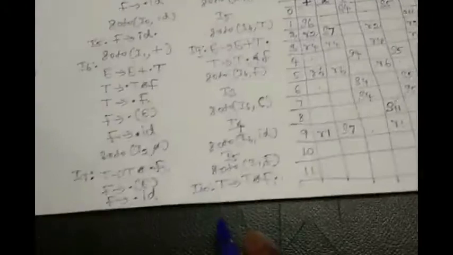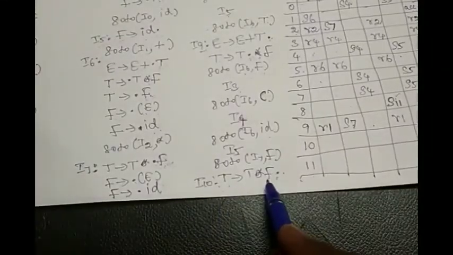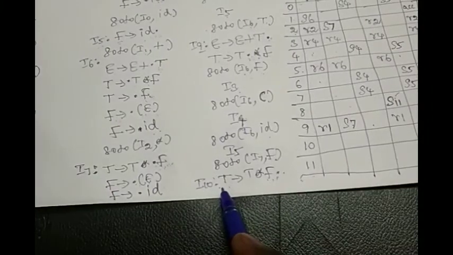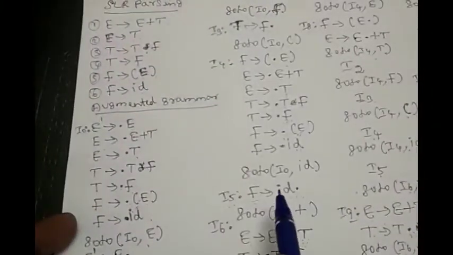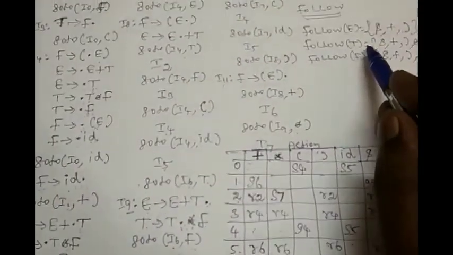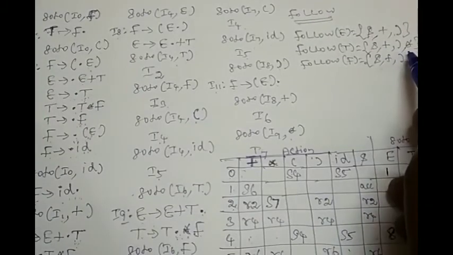Now item set 10. In item set 10, you have T tends to T star F. Okay, so this production is there. Find the follow for T in item set 10. So T tends to T star F is R3 here, production number 3. So you are finding the follow for T here. Follow for T is dollar, plus, close brackets, and star.